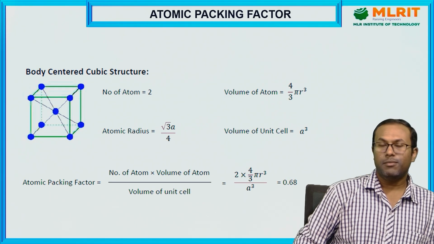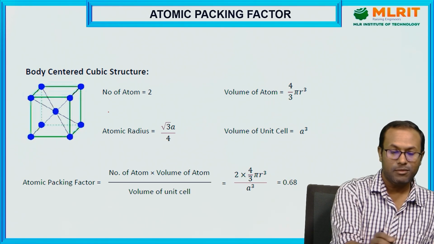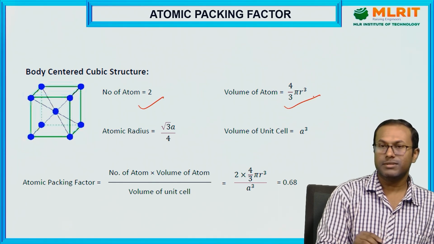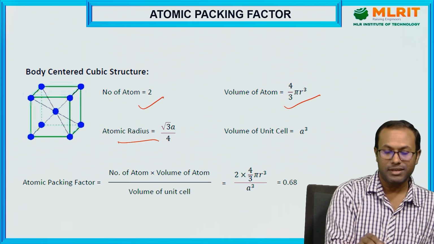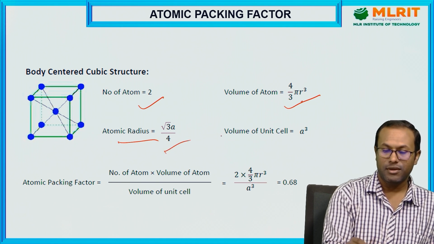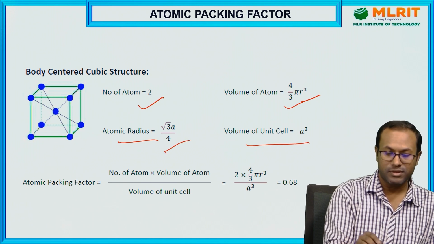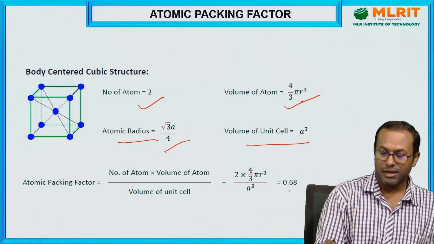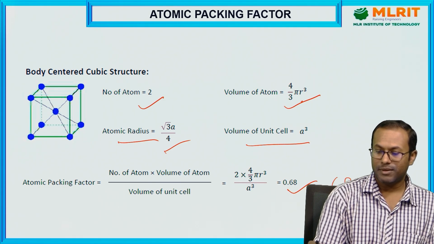Now in case of body centered cubic, similar things. In case of body centered, what is the effective number of atoms? That is 2. Volume occupied by the atoms is 4 by 3 pi r cube. Now atomic radius is needed to determine r, that is root 3 a by 4, and volume of the unit cell is a cube. Now you substitute all those things in these definitions. So it will come 0.68, or 68%.